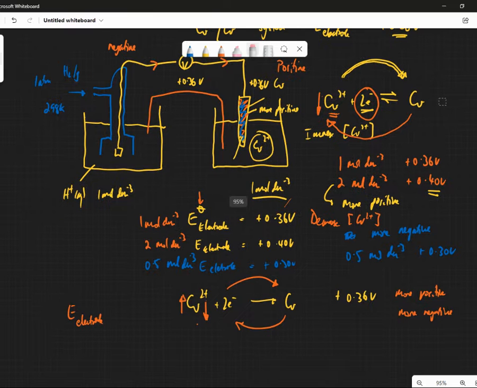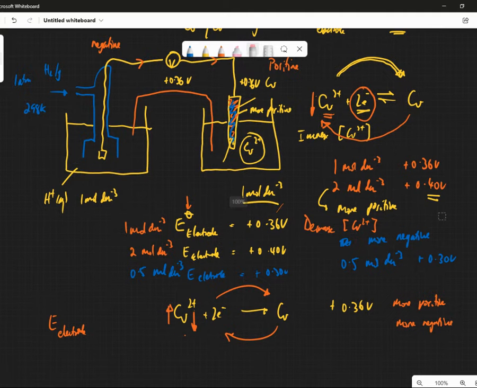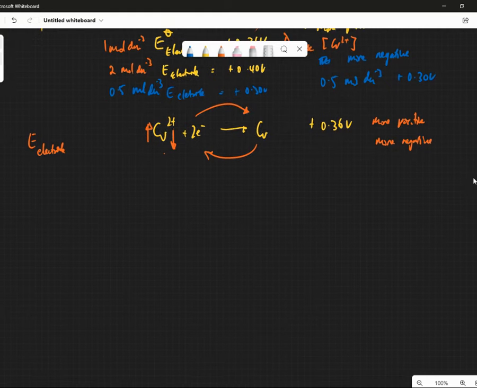Now, is there a way to calculate this without me just guessing these numbers? And there is. Anyone know what I'm going to talk about now? How do we put numbers on this? How is this calculated? Yes, the Nernst equation.